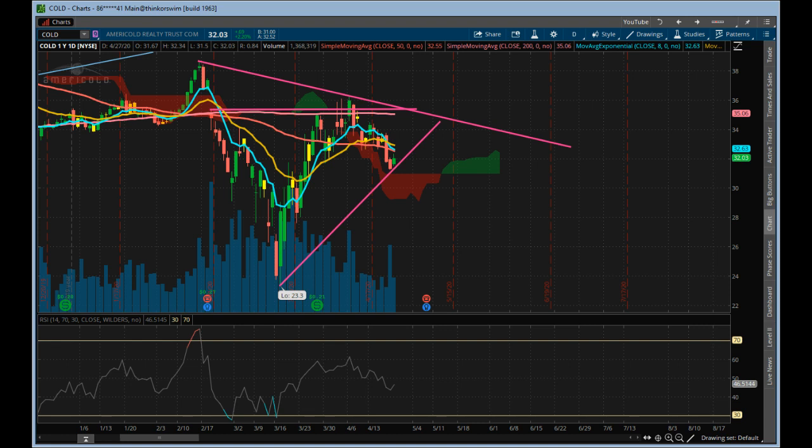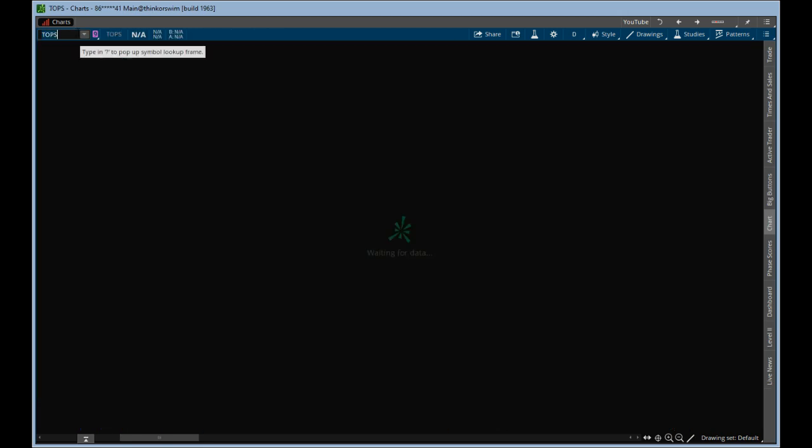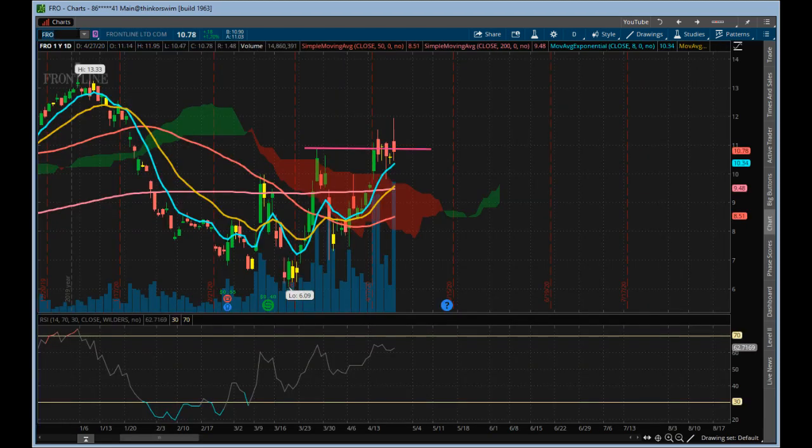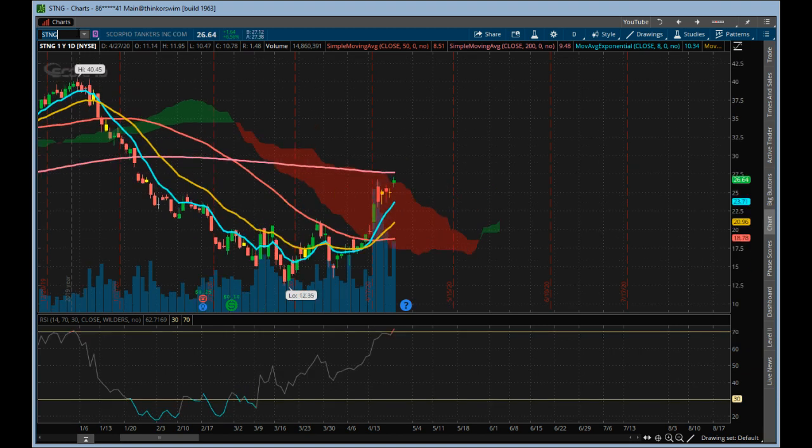It's a good one. Oil tankers played well. Yep. Ichimoku, nice. Optimistic tops, Fro. Yeah, we looked at tops yesterday. This is such a tough one to trade right there. Yeah, upper shadow on the Frontline, STNG. Good coming out of the cloud today, still in the 200-day.